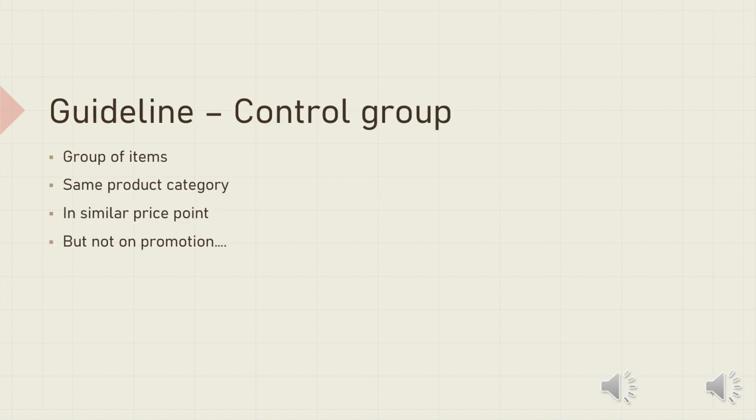So my recommendation would be to use a bunch of items as your control group. Just ensure that these bunch of items belong to the same product category as the item under promotion. Ensure that they are in similar price point, and ensure that they are not participating in promotions. Once you can ensure all these things, then you can build your correct control group for the item under promotion.